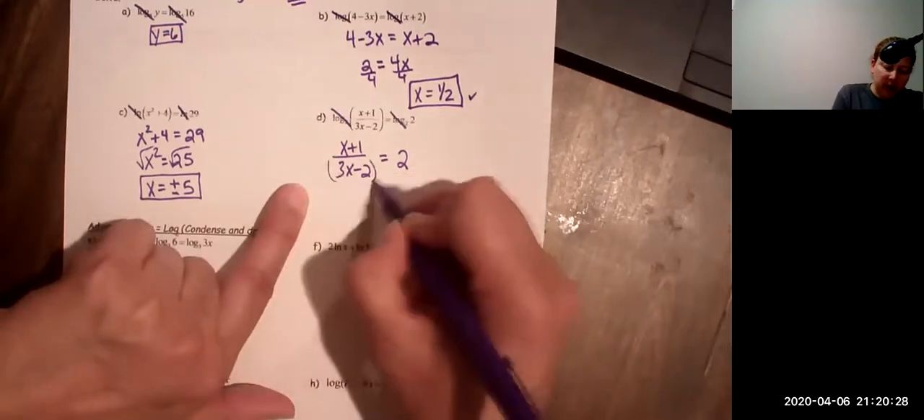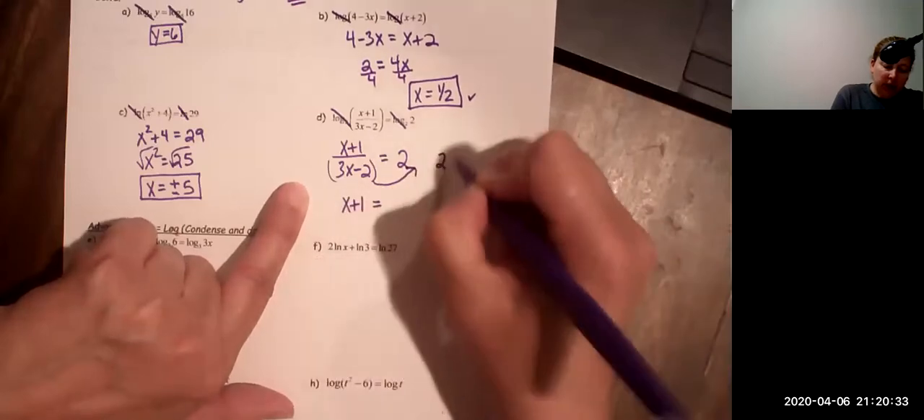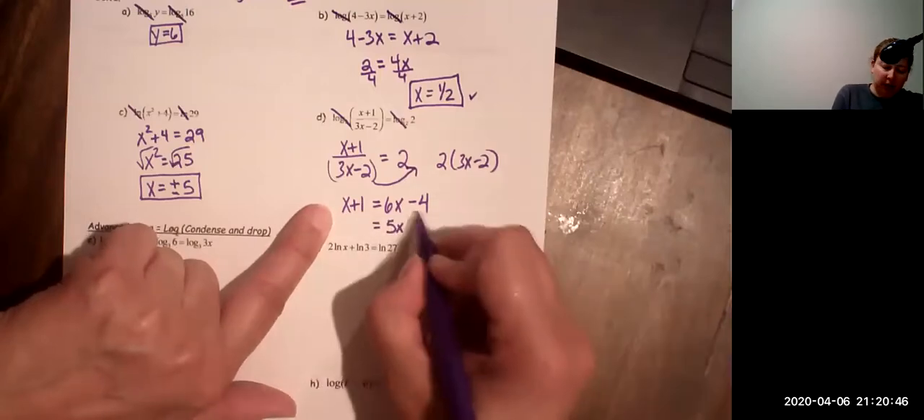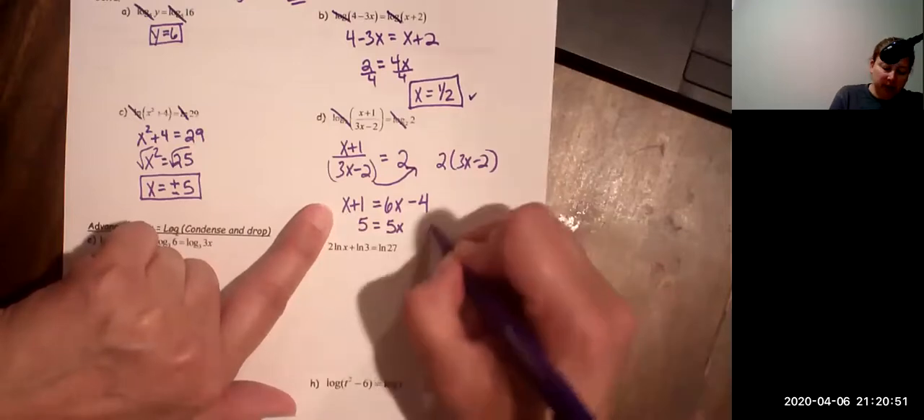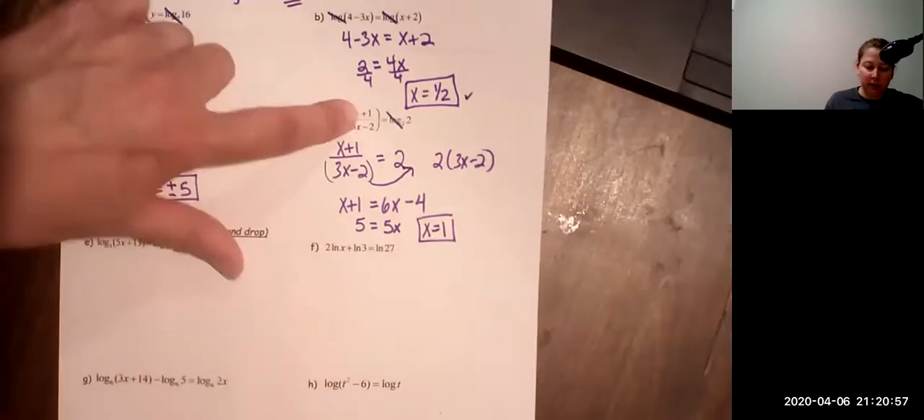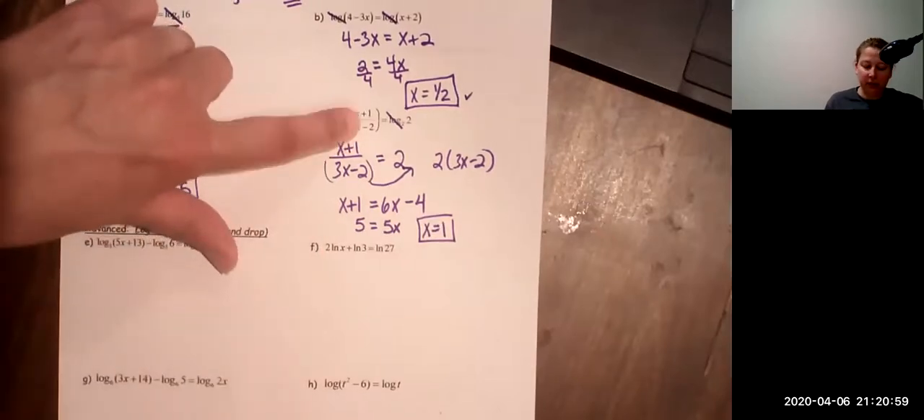So you could multiply both sides by the denominator. So if you multiply this over here, I would have x plus 1 equals 2 times 3x minus 2, which is 6x minus 4. If I subtract x, I get 5x. Add 4 to the other side, you get 5. Divide both sides by 5, and you get x equals 1. All right? If I plug 1 up here, I get a positive everywhere, so that answer works. All right, so that's the easy type.